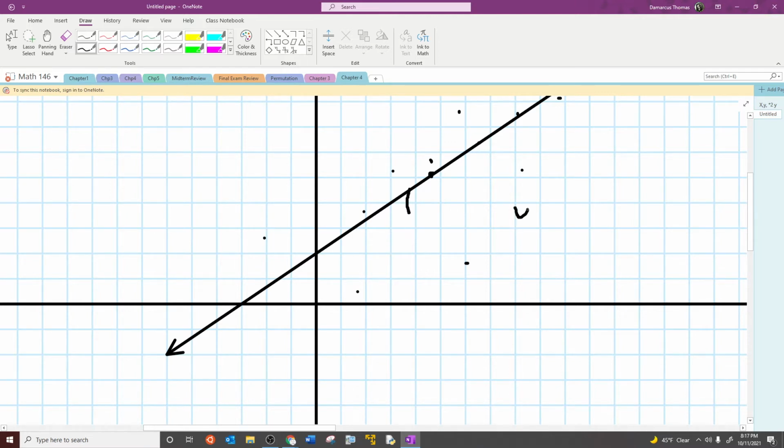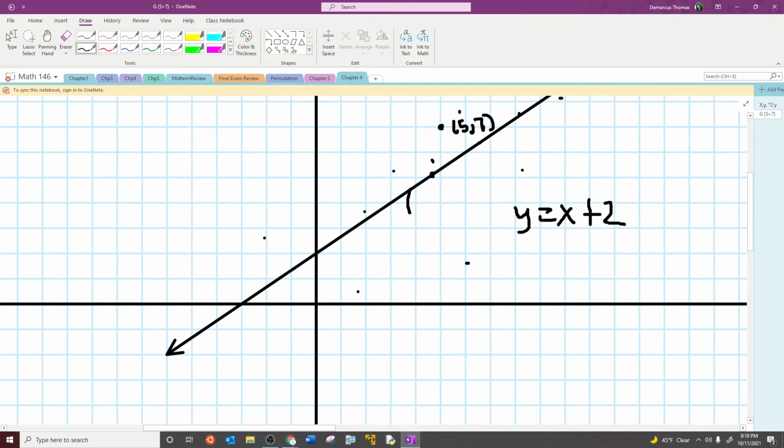Now let's say our line of best fit is y equals x plus 2. It's really nice, easy to calculate. And we have a point. Let's put a point here. Let's say that point is 5, comma 7. So the real point is 5, 7.